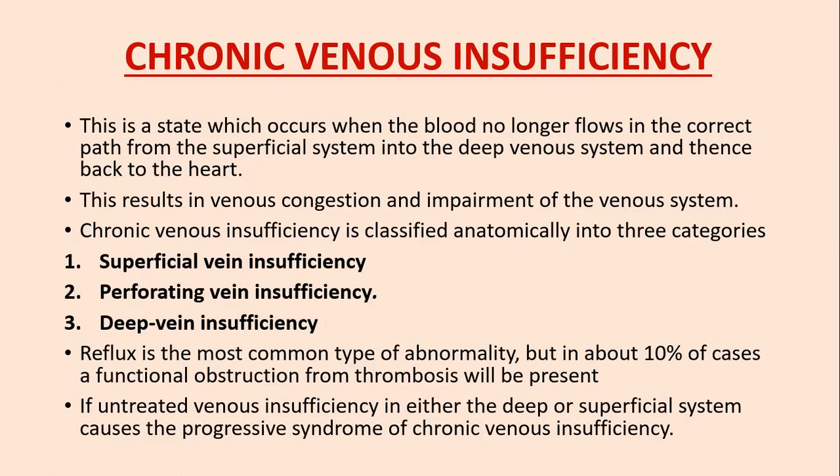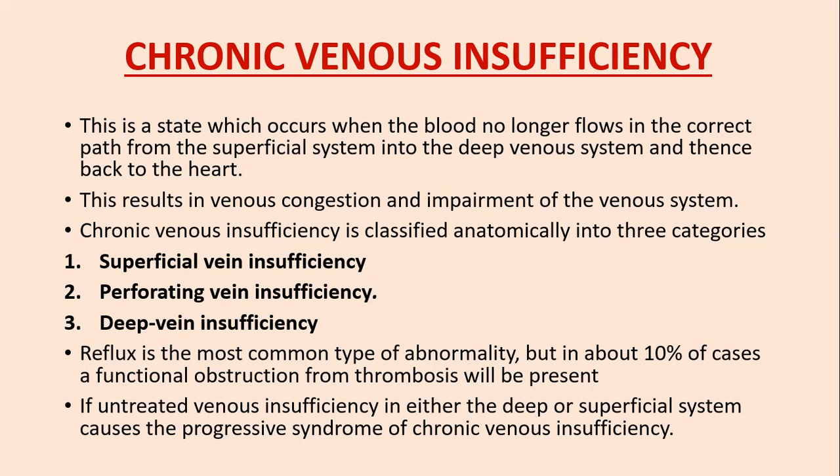The next and the most important subtopic of today's lecture is chronic venous insufficiency. This is the state which occurs when blood no longer flows in the correct path from the superficial system into the deep system and thence back to the heart. So this results in venous congestion and impairment of the venous system. Chronic venous insufficiency is classified anatomically into 3 categories: superficial vein insufficiency, perforating vein insufficiency, and deep vein insufficiency.